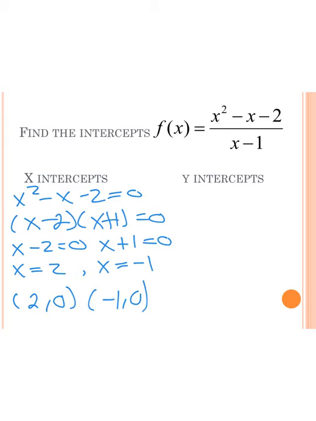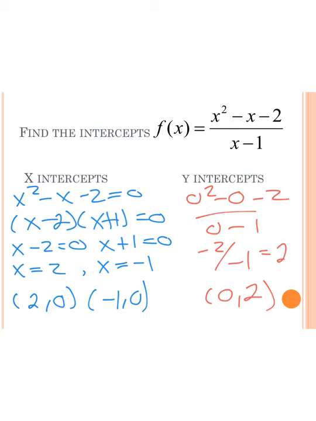For our y-intercept, we're again going to plug in a 0 into our x value. So we have, again, three x values to plug in a 0. And we'll simplify what we have when we're done, which means we have 0 squared minus 0 minus 2 over 0 minus 1, which will simplify to be negative 2 over negative 1, which is equal to 2. And that tells me I have a y-intercept at the point (0, 2).